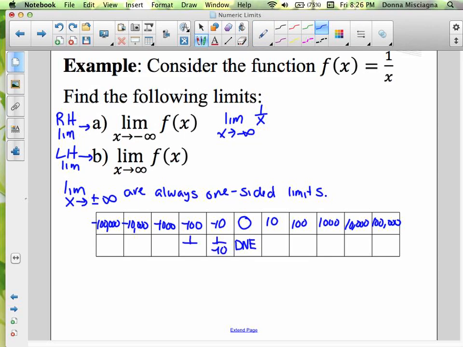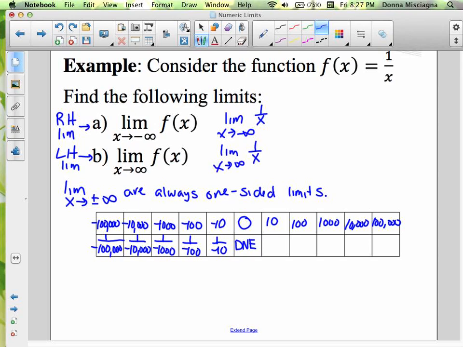This would be 1 over negative 100, 1 over negative 1,000, 1 over negative 10,000, 1 over negative 100,000. Before we figure out what the limit is, let's look at the values in the table for the limit of 1 divided by x as x approaches infinity.